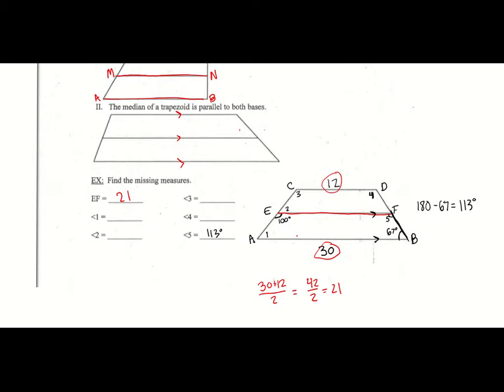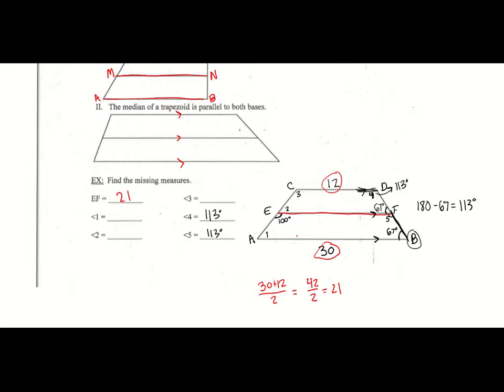Okay, if I know this angle is 113, I know that this angle right here is going to be corresponding with angle B here. So this is going to be 67 degrees. And again, we got another parallel line up here. So we have another set of consecutive interior angles, 67 and 4. So that makes 4 113 as well. Okay, so we're done with that side.